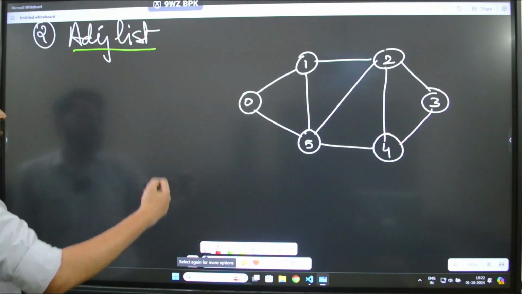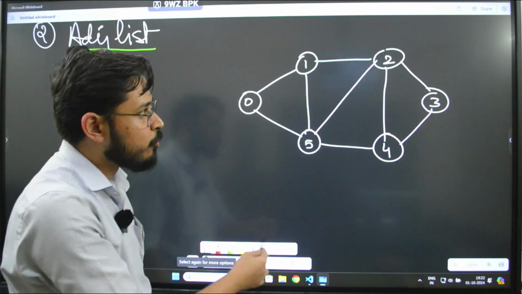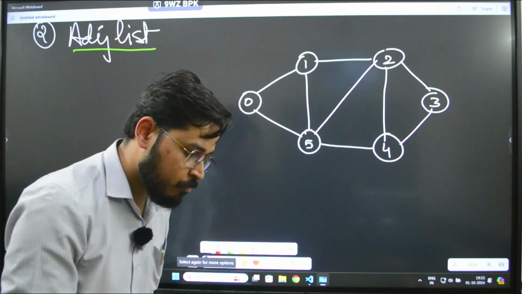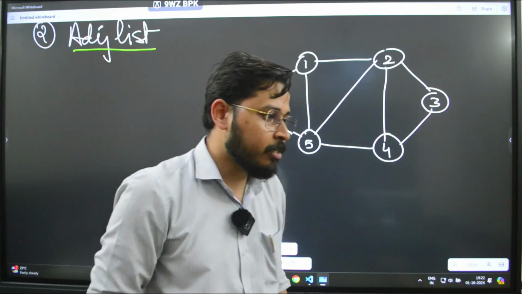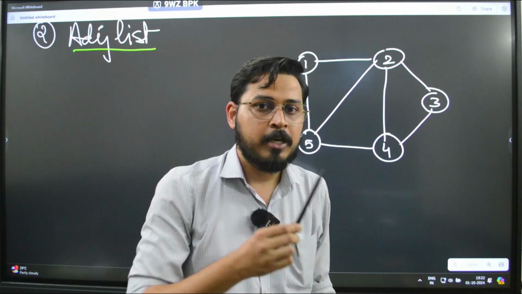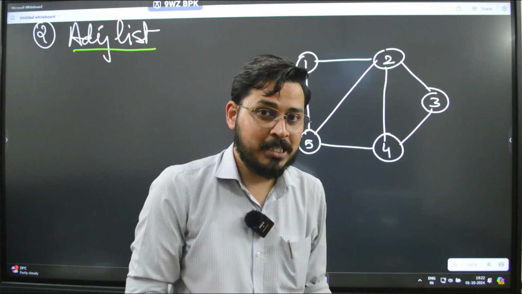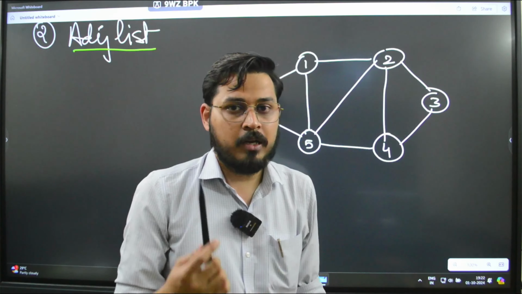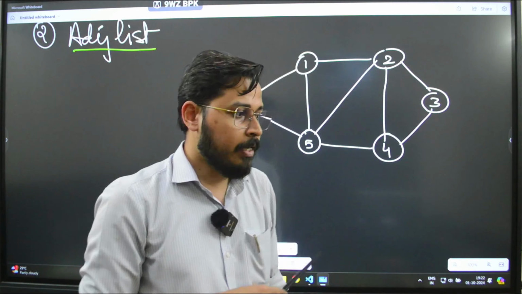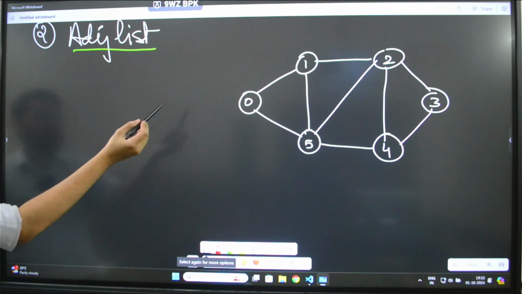Adjacency matrix, we have already understood that we will be creating an n by n matrix. There are a total of 6 nodes, so a 6 by 6 matrix will be created, and in that matrix I will be putting the weights at the coordinates where the edges are meeting. So that was our adjacency matrix representation of the graph. Now here we are going to talk about the adjacency list. Let us see how it is going to be created.